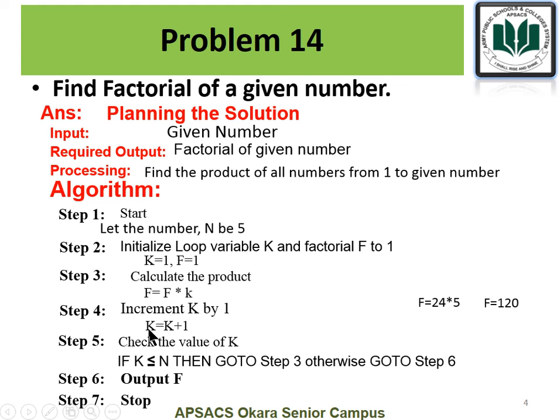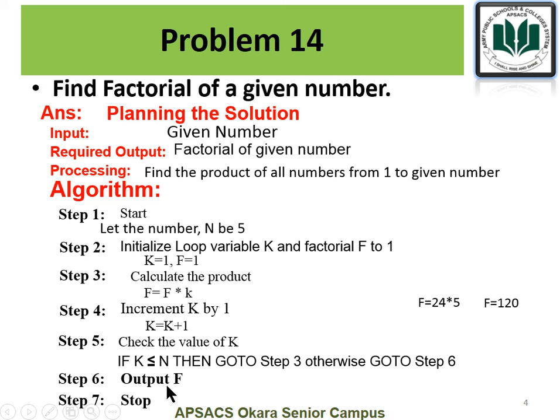Now again the value of k will be incremented by 1. The previous value of k was 5. So now 5 plus 1 becomes 6. Now, is 6 less than or equal to n, which was 5? So 6 less than or equal to 5. Is it true? No, it is not true. It becomes false. So we will move to step number 6.